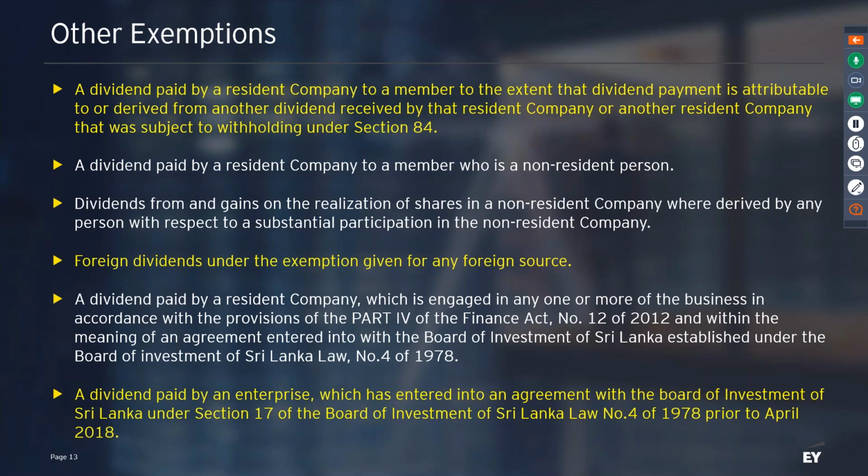Any other questions? We just got two more questions. Zara Azam wants to know, is there any exempt dividend band amount for individuals? For individuals, is there a threshold that is exempt from dividend taxation?